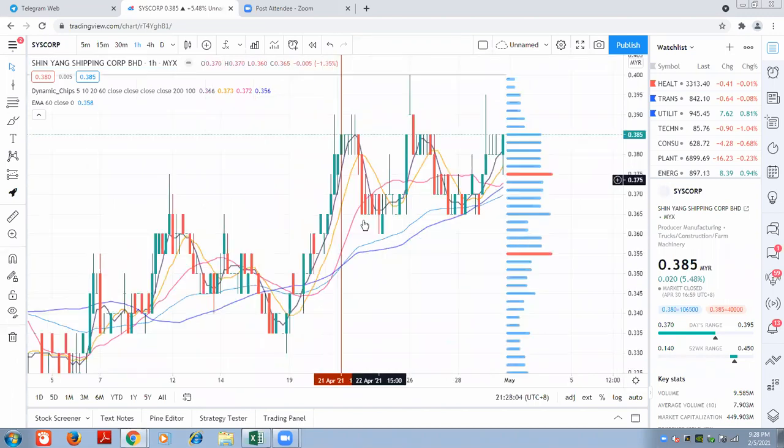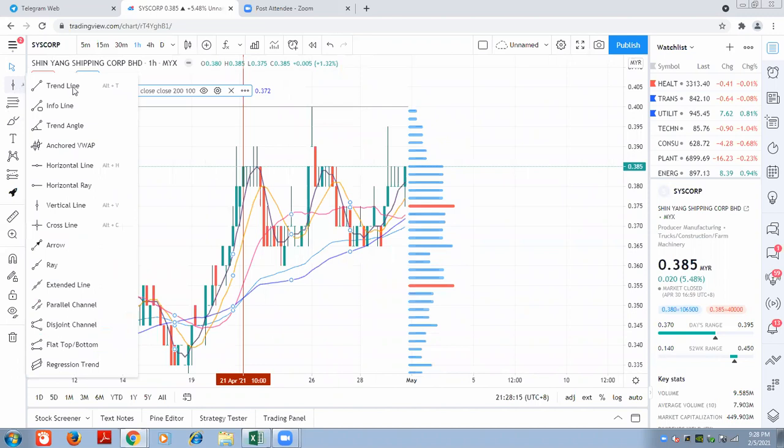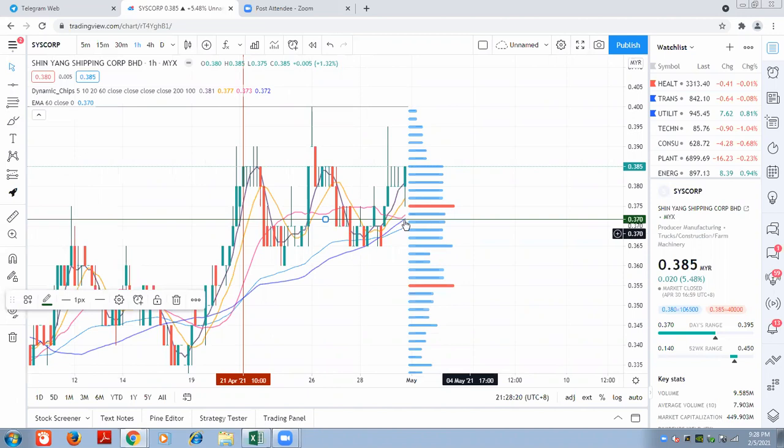The SMA can be support and resistance. As we can see here, the support of the SMA is 0.370. If you use the EMA, the support is far away, for example. So we cannot use the EMA for your trade plan. Normally we use the SMA for a trade plan: entry and TP.